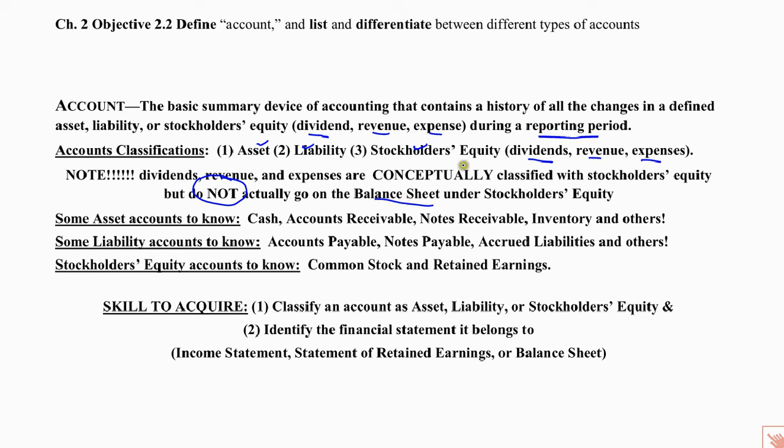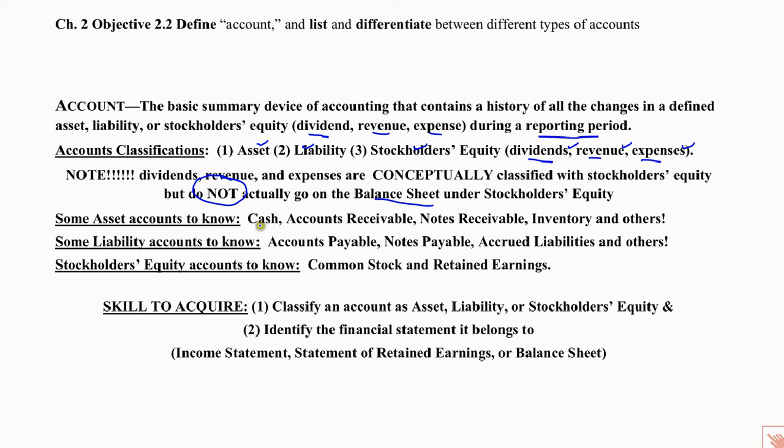They're classified with stockholders' equity because dividends will decrease stockholders' equity, revenues increase stockholders' equity, and expenses decrease stockholders' equity. But they do that through net income and the statement of retained earnings. All right.